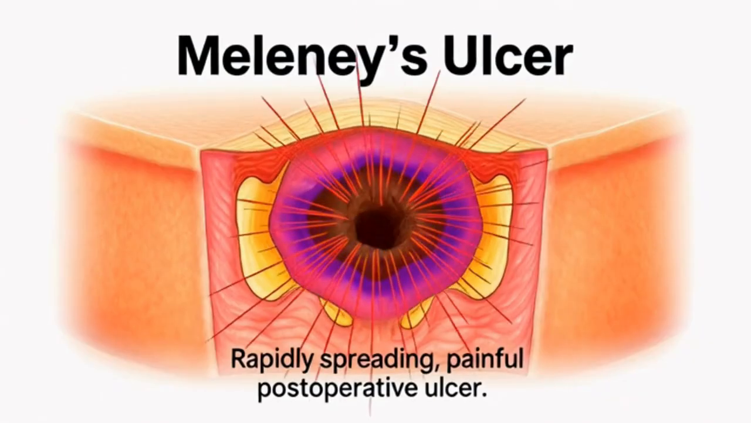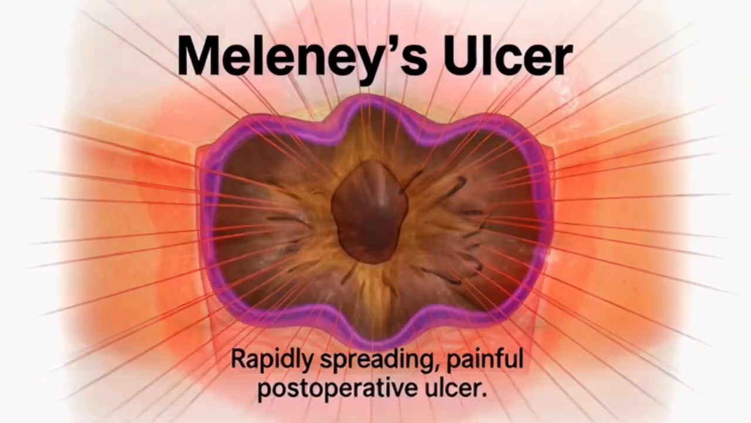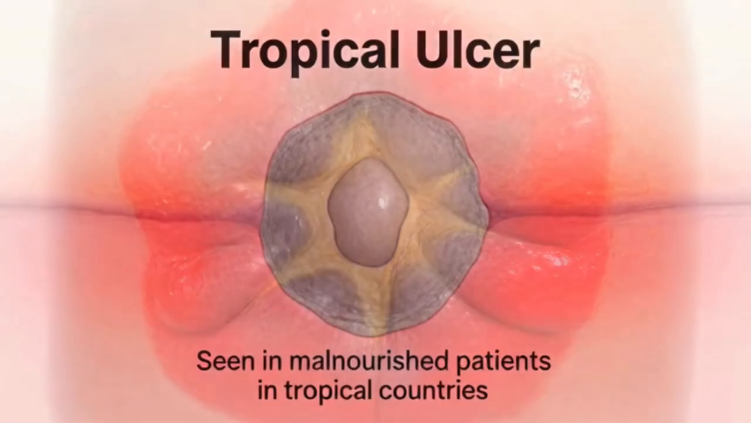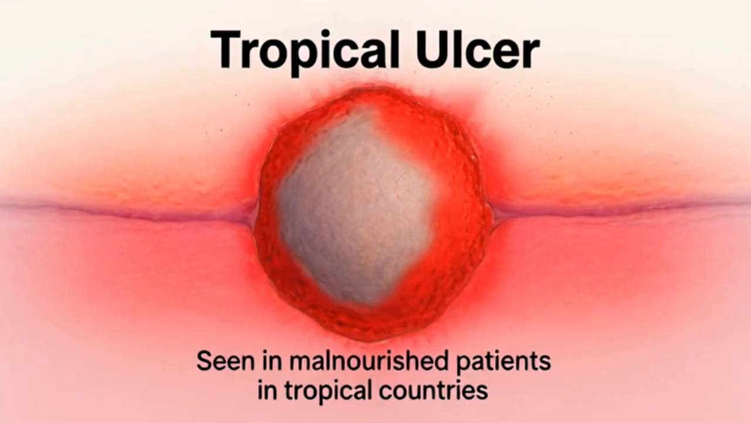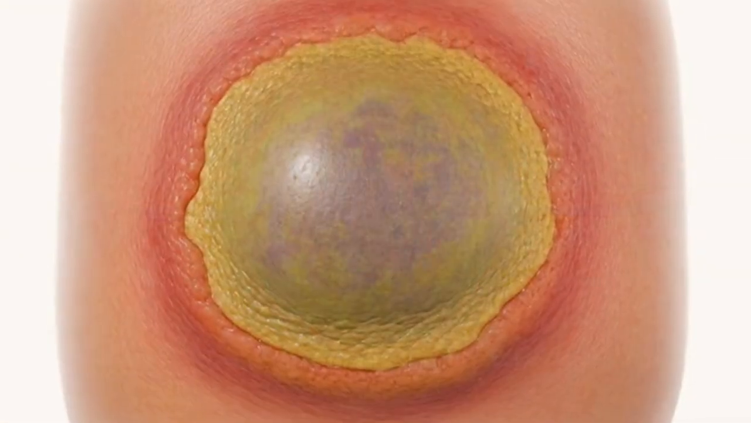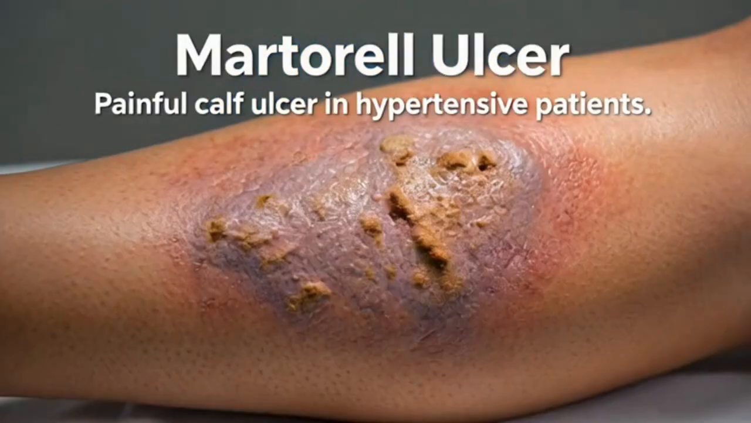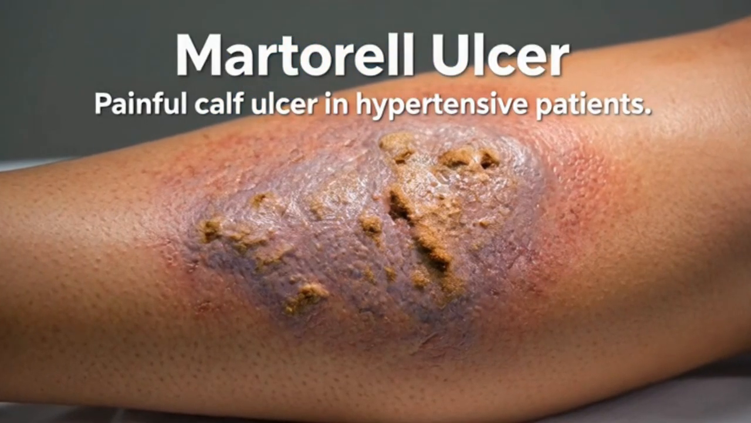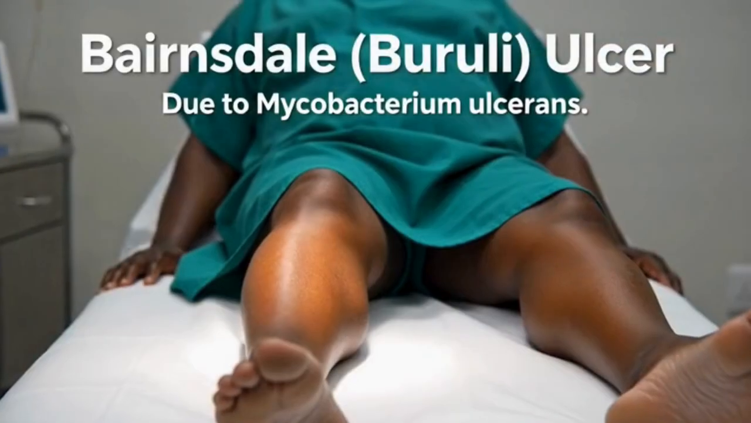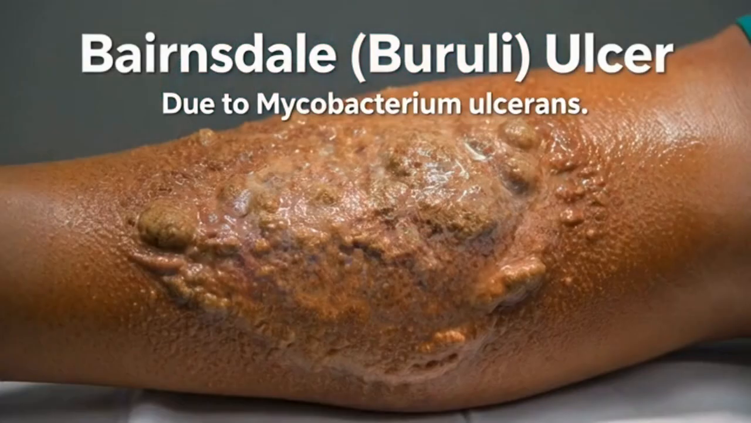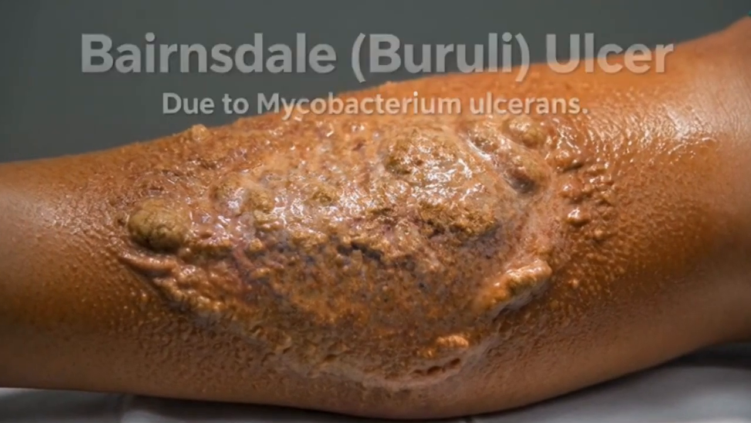Meleney's ulcer is a rapidly spreading, painful postoperative ulcer. Tropical ulcer is seen in malnourished patients in tropical countries. Arterial ulcer, a painful calf ulcer associated with hypertension. Bairnsdale, or Buruli ulcer, is caused by Mycobacterium ulcerans.